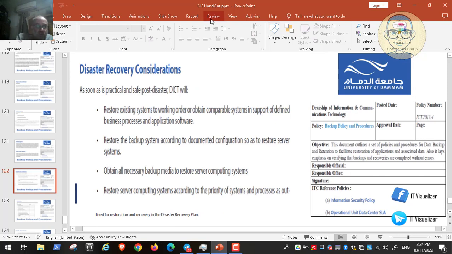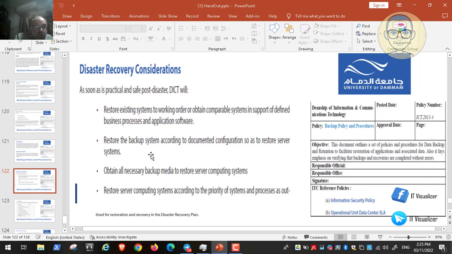As soon as is practical and safe post-disaster, the ICT will restore existing systems to working order or obtain comparable systems in support of defined business processes and application software. So he's saying if there is a disaster, you need to restore existing systems to working order or obtain comparable systems in support of defined business processes and application software. You should restore the system or have another backup system or a similar system to work on.